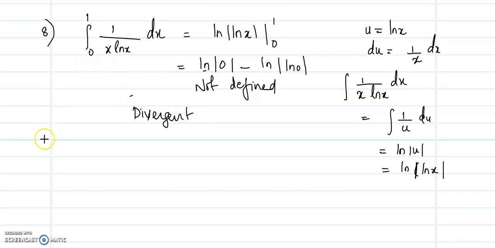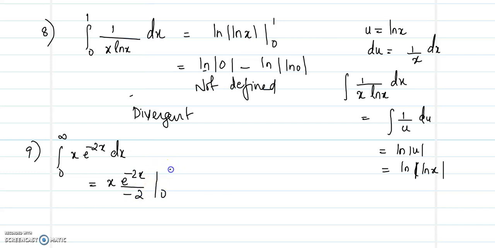Question number 9. We need to evaluate the integral from 0 to infinity of x e raised to minus 2x dx. For this we will use integration by parts. The value of the integral will be the first function, which is x, into the integral of the second, that is e raised to minus 2x by minus 2, from 0 to infinity, minus the integral of the derivative of the first, which is 1, into the integral of the second, e raised to minus 2x by minus 2, dx.